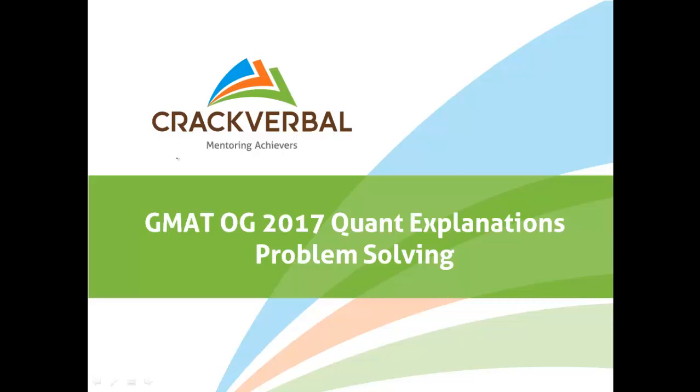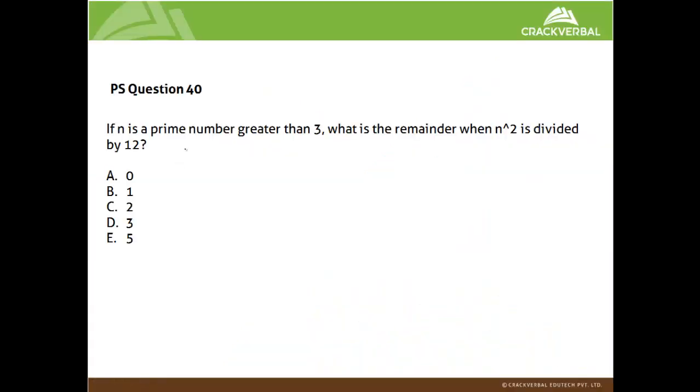Hi, in this video we'll be discussing GMAT Official Guide 2017 edition Quant Problem Solving question number 40. Let's have a look at this question. The question says, if n is a prime number greater than 3, what is the remainder when n square is divided by 12?